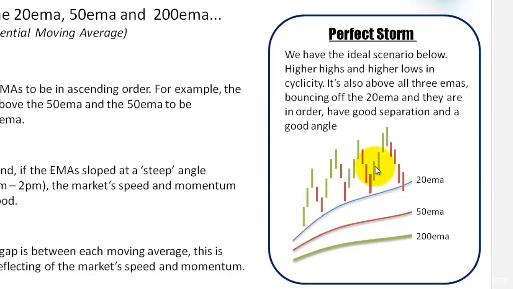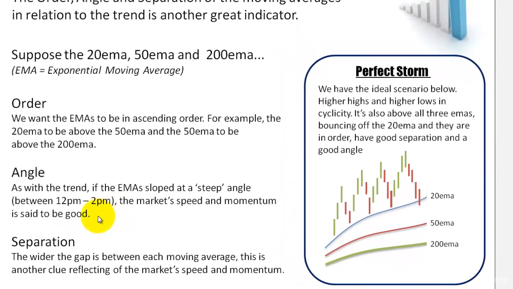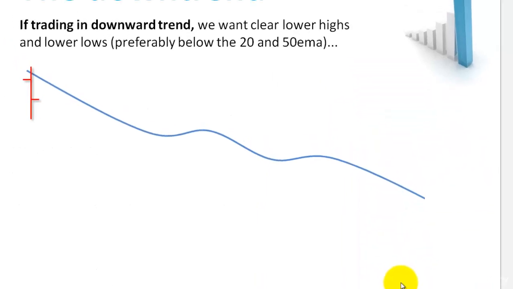So we've got price action nicely going up, making higher highs and higher lows, 20 above the 50, 50 above the 200. Angle, again, the moving averages, or the 20 moving average, to be between 12 and 2 p.m. And of course, the separation, i.e. the gap between the moving averages, is pretty important. Of course, the wider the gap between the moving averages, the better it is, essentially, because it's a sign that price action is running away quite nicely in an orderly fashion, and a predictable one at that. So remember the acronym OAS, order, angle, and separation, and you'll find trend trading that little bit easier, and logical for that matter as well.